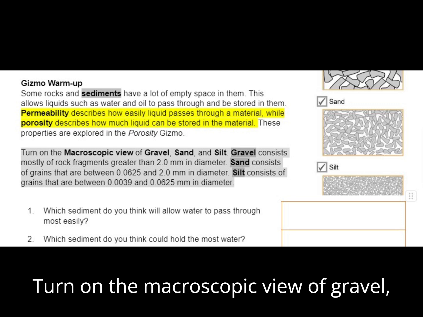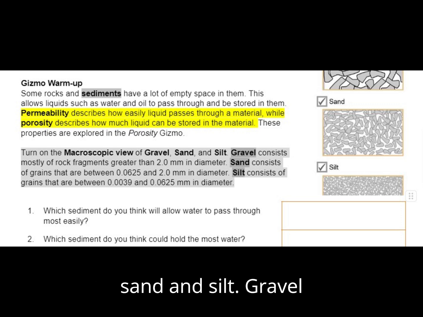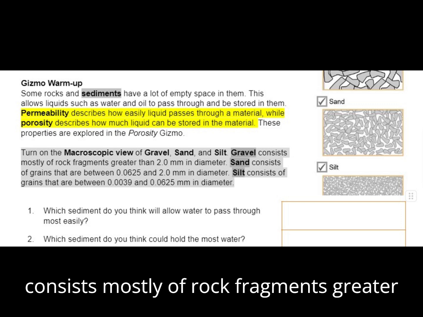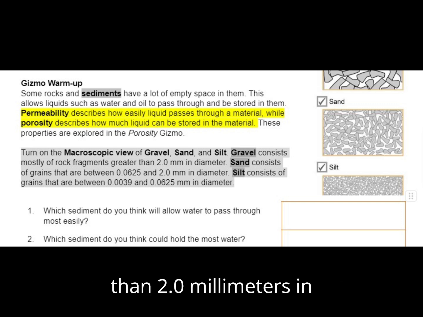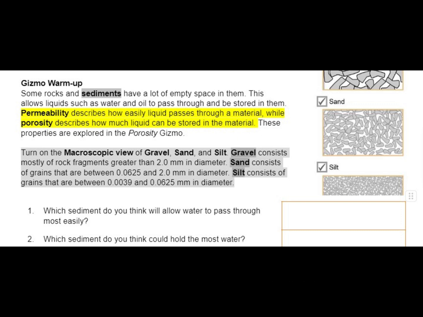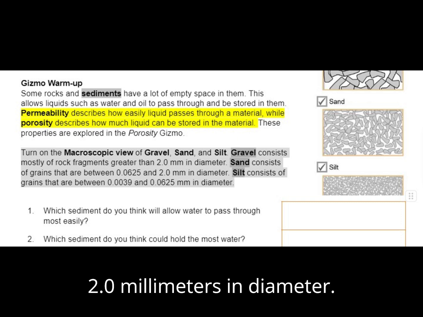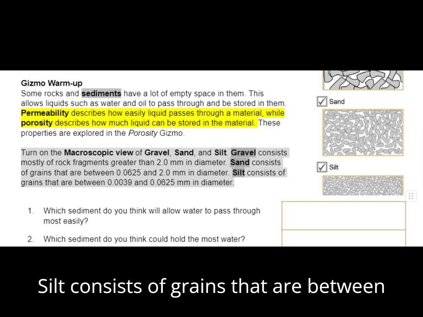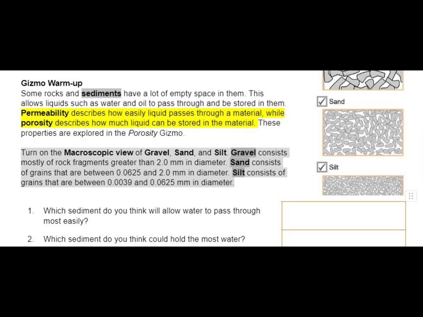Turn on the macroscopic view of gravel, sand, and silt. Gravel consists mostly of rock fragments greater than 2.0 millimeters in diameter. Sand consists of grains that are between 0.0625 and 2.0 millimeters in diameter. Silt consists of grains that are between 0.0039 and 0.0625 millimeters in diameter.